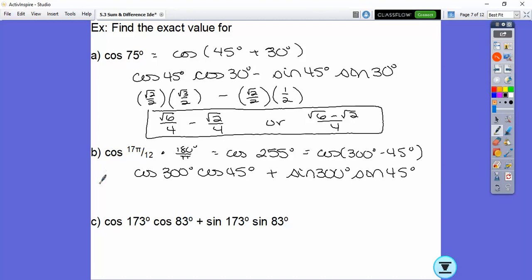300 degrees, what quadrant is that? Reference angle? 360 minus 300? 60. Okay. So, for cosine of 300, in quadrant 4, all students take calculus. Cosine is positive. Cosine of 60 is radical 1 over 2, or 1/2.